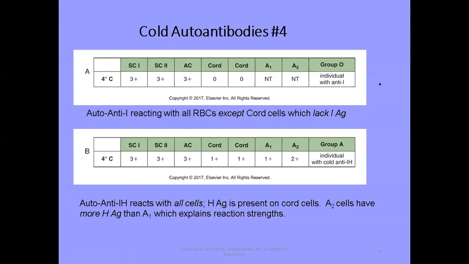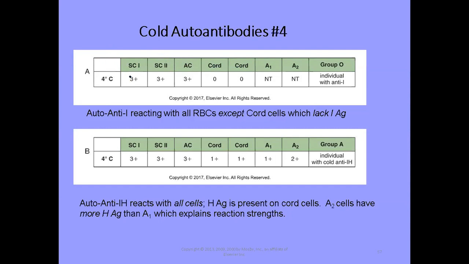So these are some examples of cold panels that we could set up to determine common autoantibodies, and you see that the testing is done at 4 degrees C. So what they did was screening cell 1, screening cell 2, auto control, patient control, cord blood cells times 2. Remember, they come from the umbilical cord of a newborn, A1 cells, A2 cells, okay, and group O, individual cells.